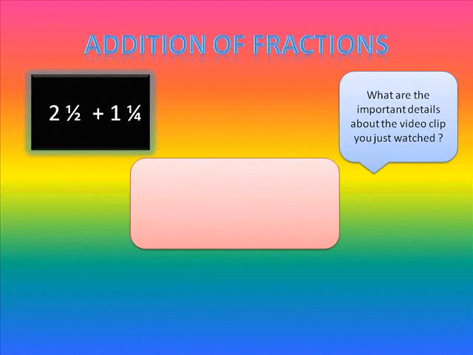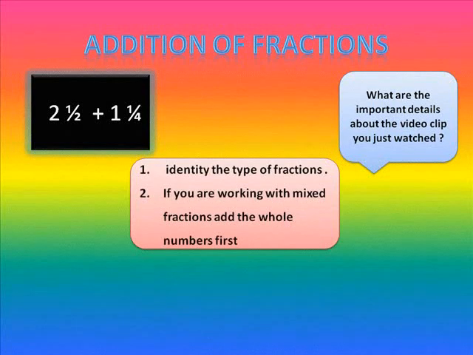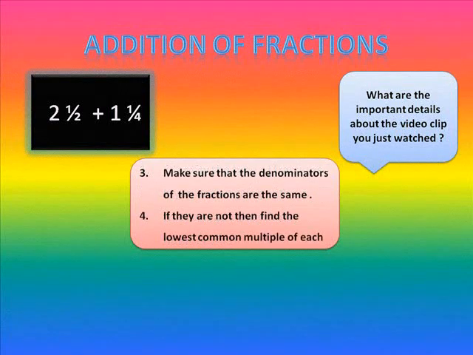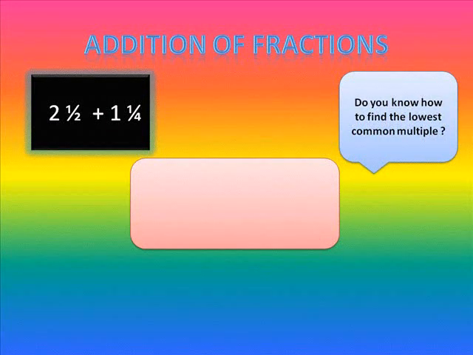What are the important details about the video clip you just watched? 1. Identify the type of fractions. 2. If you're working with mixed fractions, add the whole numbers first. 3. Make sure that the denominators of the fractions are the same. 4. If they are not, then find the lowest common multiple of each. Do you know how to find the lowest common multiple?